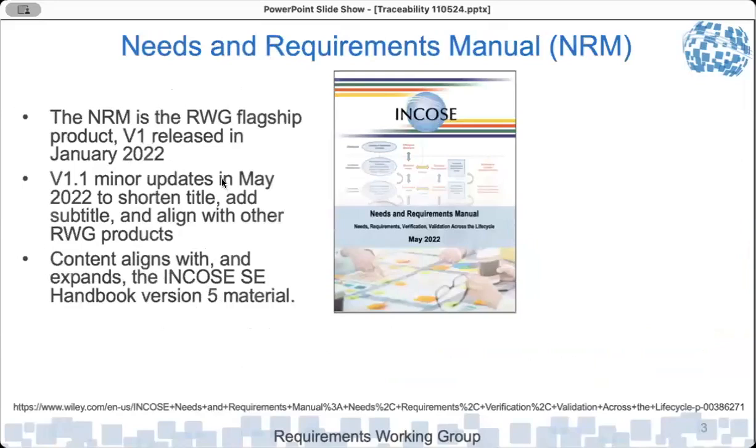This presentation is going to focus on the coverage of traceability that's in the Needs and Requirements Manual. We released version 1 in January 2022, updated in May of 2022 to shorten the title and add a subtitle line with other products that were being developed. It also aligns with the INCOSE SE Handbook version 5 as well as the CBOC.